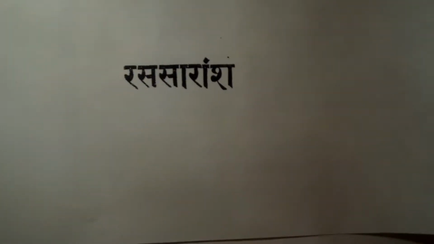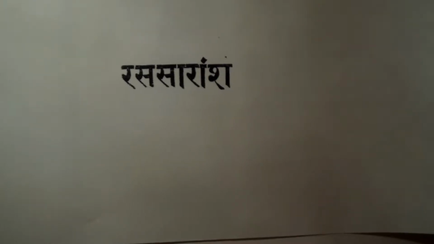Today we are reading the Ras-Sārāṁś of Bhikharidas. Now, the Ras-Sārāṁś is, as its name implies, a summary of rasa. Rasa is an aesthetic sentiment. Sār is the essence of something, and ansh is a part of something. So the part that is the essence of rasa. Okay, so a summary of rasa, a digest of rasa poetic theory.